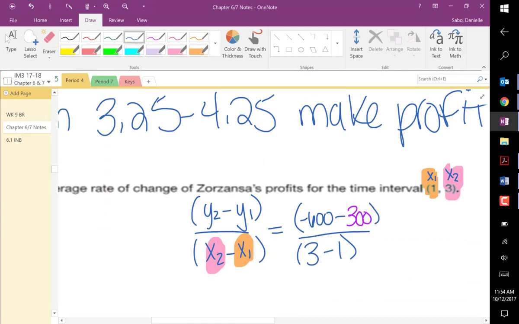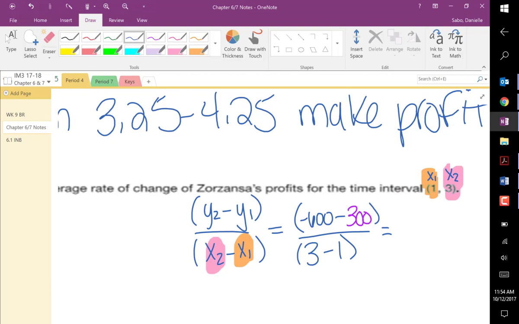Get out your handy dandy calculator. Let me know what you get. 900. I would try that again. Oh wait, we're doing the whole problem? The whole thing. So now you want to type that whole thing in your calculator. Parentheses, negative 600 minus 300. Close it up. Divided by, parentheses, 3. Negative 450. Good.